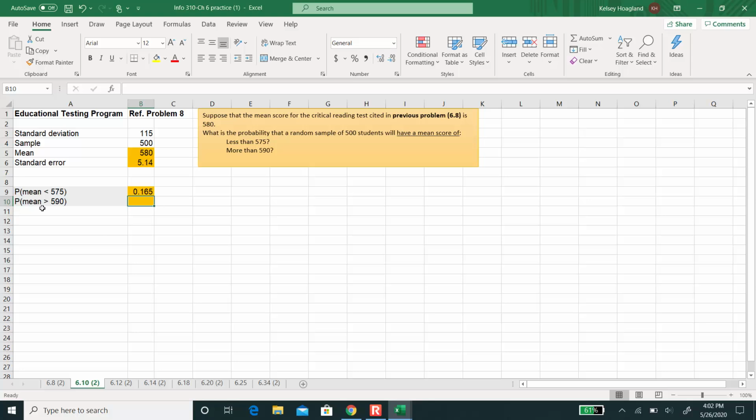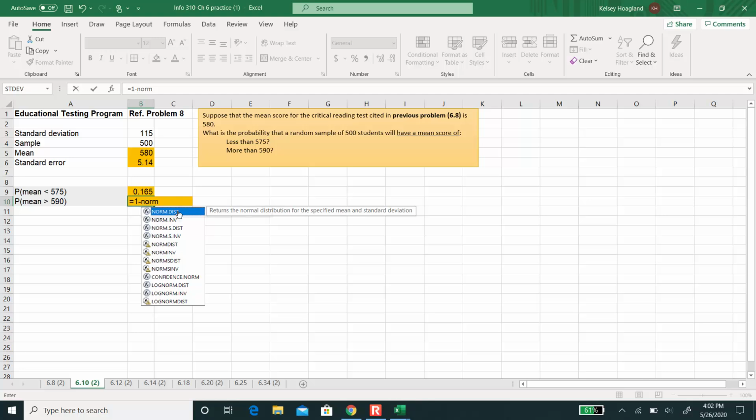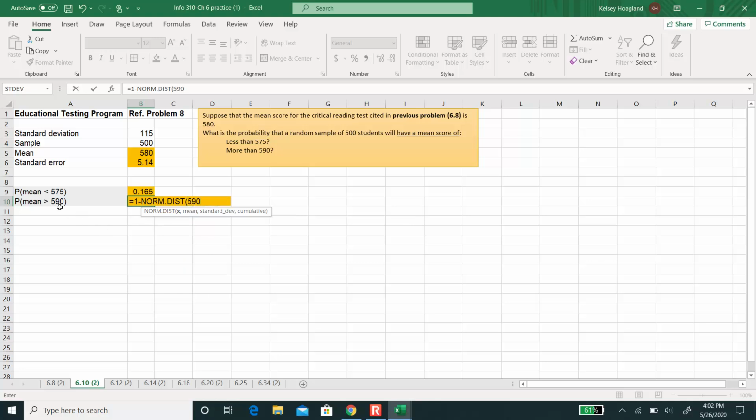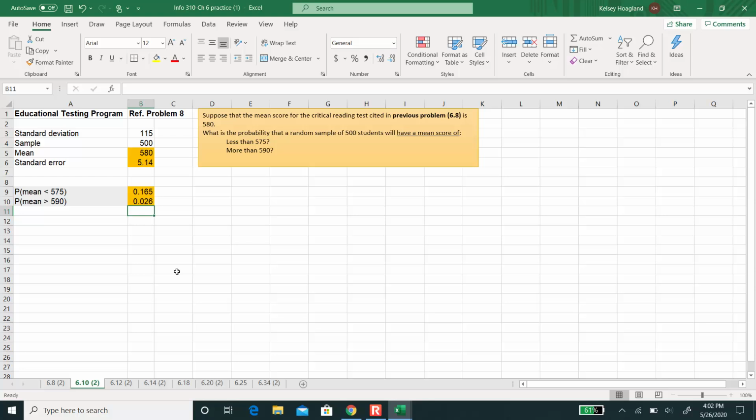Now moving on to if the mean is greater than 590. So you do almost the same thing, except you do equals 1 minus, because instead of finding less than, you're finding greater than. So you're basically subtracting what your answer would be from 1. So you do 1 minus NORM.DIST, same equation as last time, but this time for the x, you're going to enter 590 instead of 575. Then you do the same mean as last time, same standard error, and true. End your parentheses, and hit enter, and that's all you have to do.